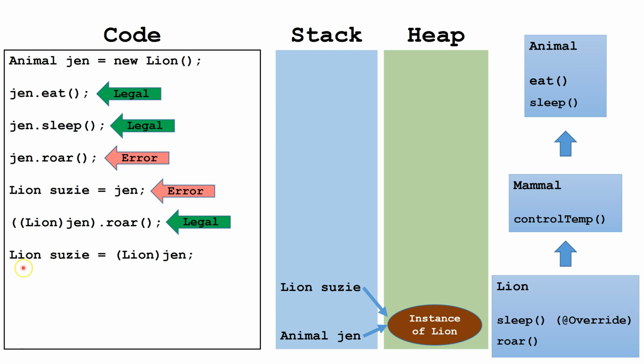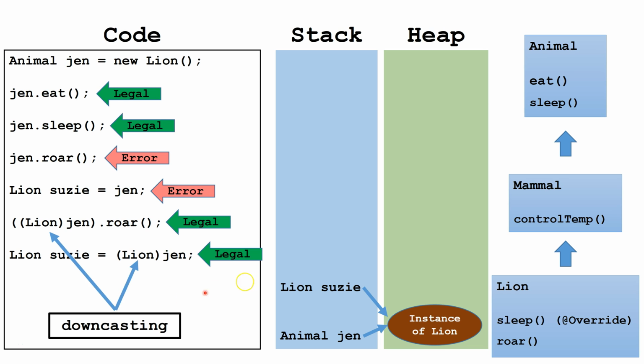Next, we are creating a lion Susie, and we are casting the gen reference variable as a lion. We are assuring the compiler again gen is in fact pointing at a lion, so it is comfortable copying the pointer to the new reference variable Susie. We call this downcasting because we are casting an animal reference variable down to the lion subclass.